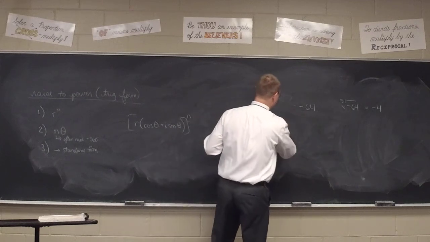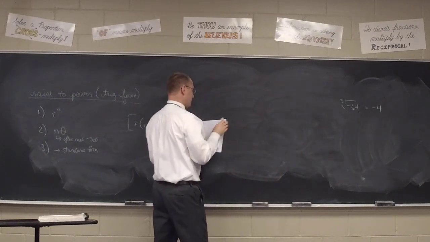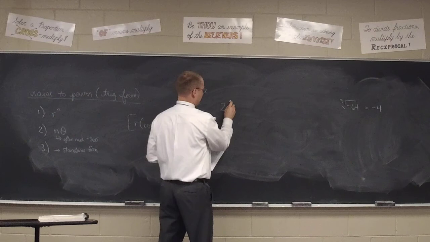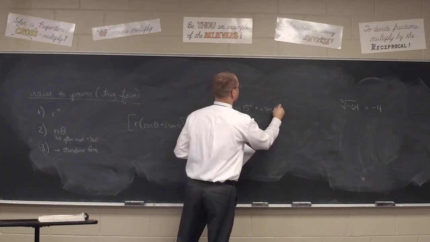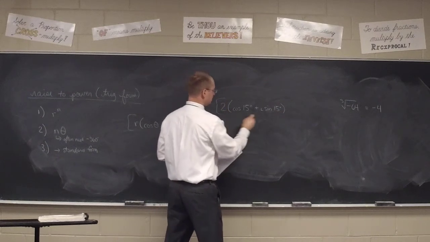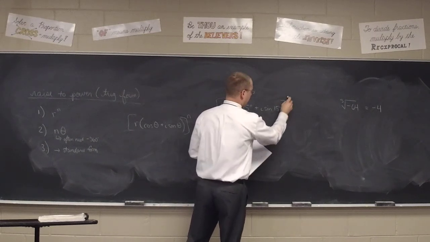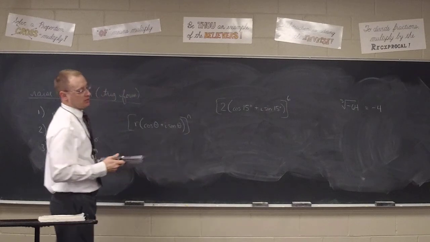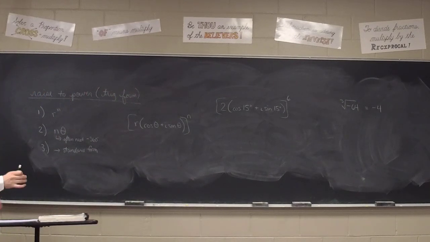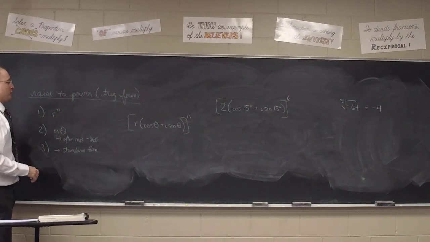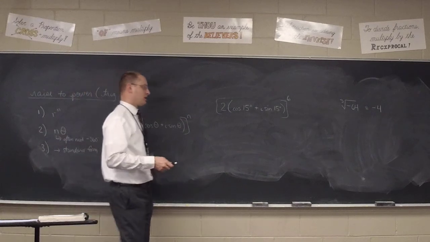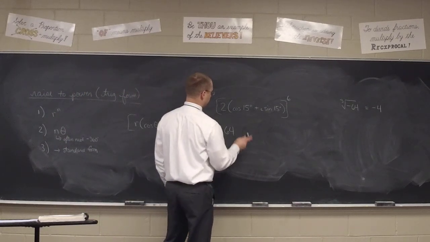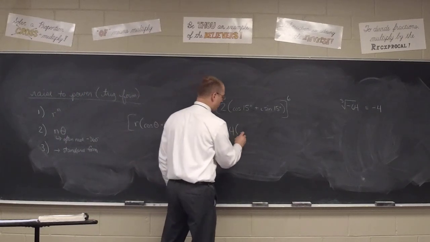2 times the cosine of 15 degrees plus i times the sine of 15 degrees. We're going to raise the whole thing to the 6th power. For starters, class, we're going to do 2 to the 6th. And that gives us 64. Again.